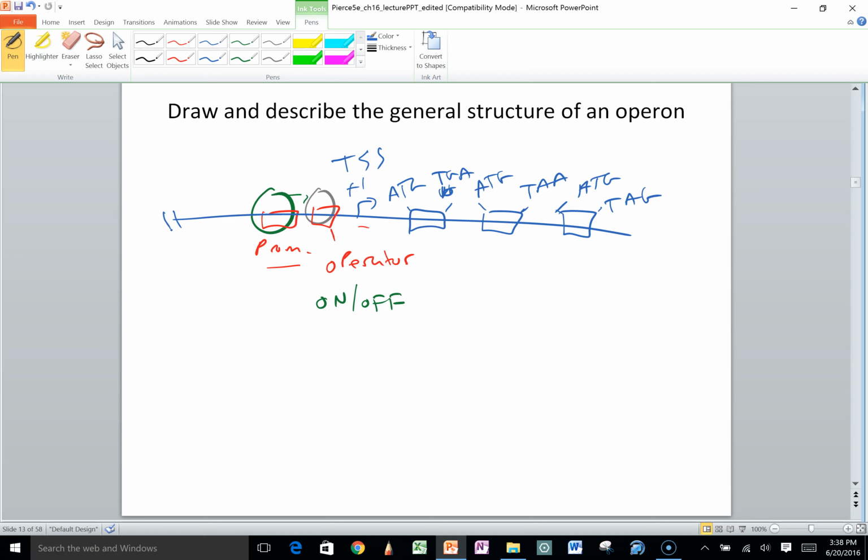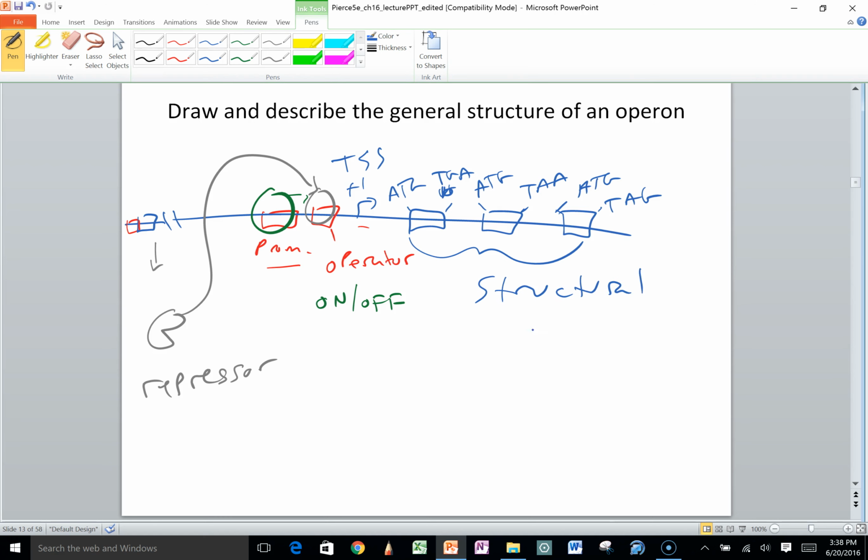And then somewhere else, far away, there's another gene. It has its own little promoter, and it gets transcribed and translated and makes a protein. The example that we'll use, that protein is a repressor, and that repressor binds the operator. So I think that's it. The key is that these are the structural genes, and these structural genes are all regulated by the same regulatory sequences. So they're all either on at the same time or off at the same time.